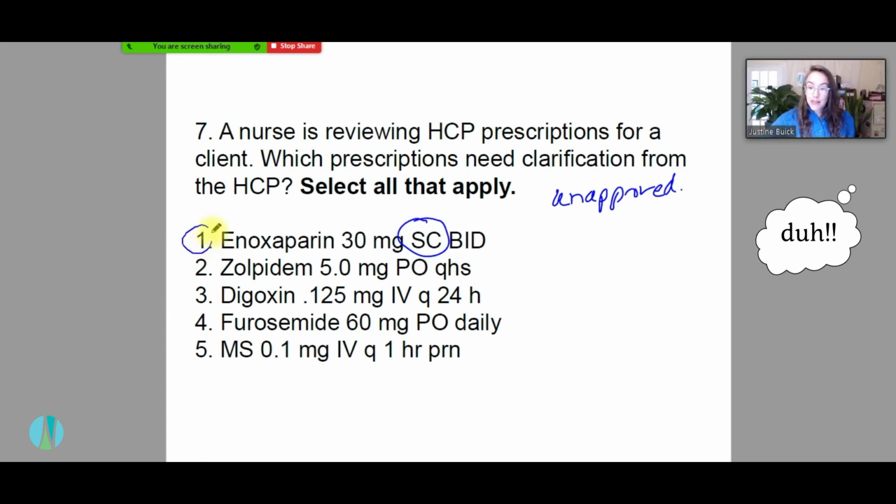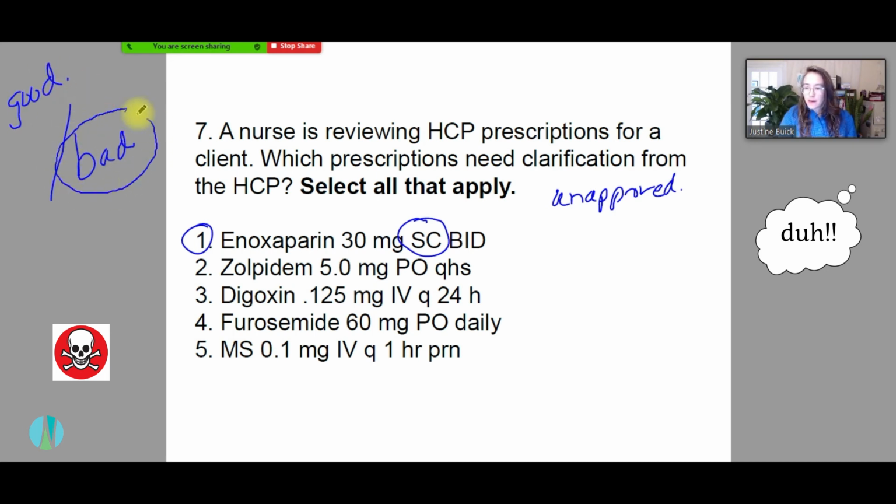So number 2, oh, and look what I did, I crossed it off, but I meant to circle it, so I just messed up what they were asking. Which ones do you need clarification from? So I would need clarification from this one. You're looking for the bad answers, right? Sometimes I'll break my answers up: am I looking for something good or something bad? I'm going to keep that little mistake in the video so you can see even I mess up sometimes. All right, zolpidem, fine, 5.0 milligrams.